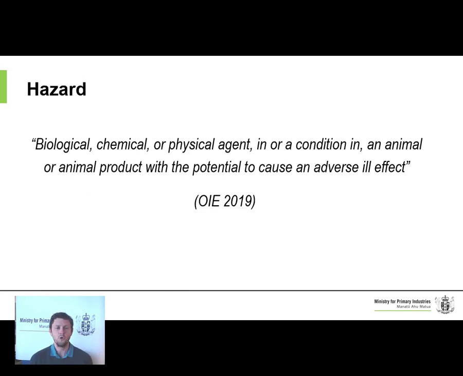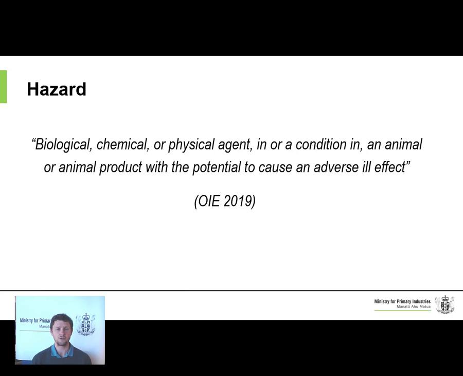So hazard, we pointed out the OIE website with the Terrestrial Animal Health Code. Again, this is taken directly from the glossary within the Terrestrial Animal Health Code. Hazard is a biological, chemical, physical agent in an animal or an animal product with the potential to cause an adverse ill effect.